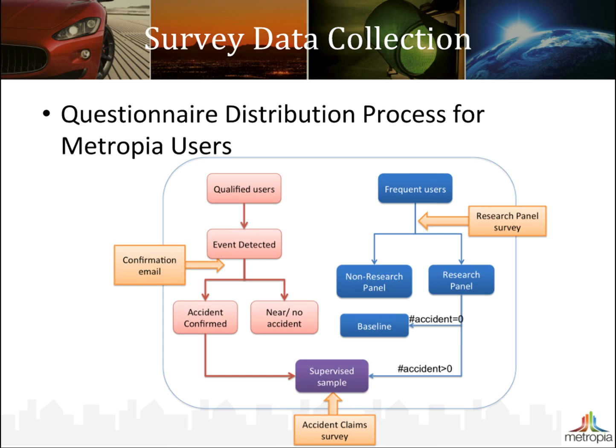The research panel approach begins with a research panel survey, where Metropia users are asked to provide socio-demographic information, including age, gender, household structure, number of years driving, and the number of accidents in the past. Users who report at least one accident in the past qualify for participating in the supervised sample, in purple. The accident claims survey was distributed to the supervised samples to collect details about insurance claims from the recently reported or detected accident.